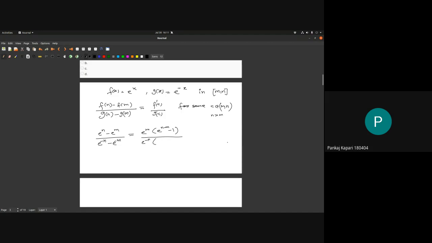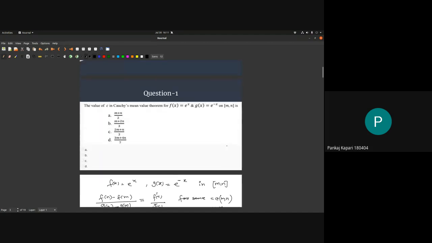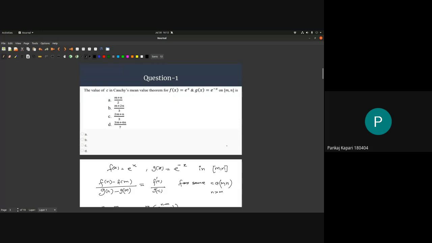So now have you seen the first question? In the first problem, we are given two functions, f of x is e to power x and g of x is e to power minus x on this interval m comma n. And we have to find the value of c such that the Cauchy's mean value theorem holds for these functions in this given interval. Okay. So what is the Cauchy's mean value theorem?